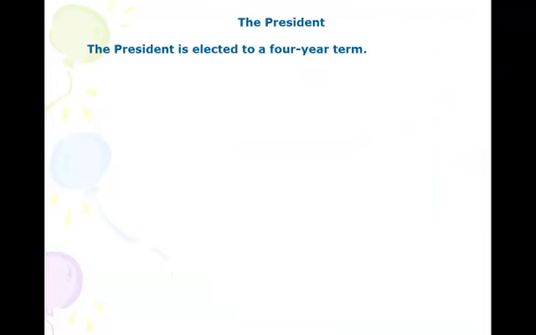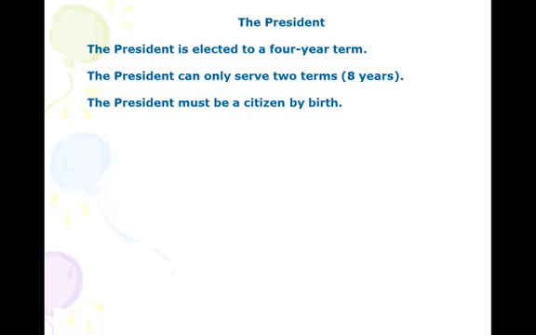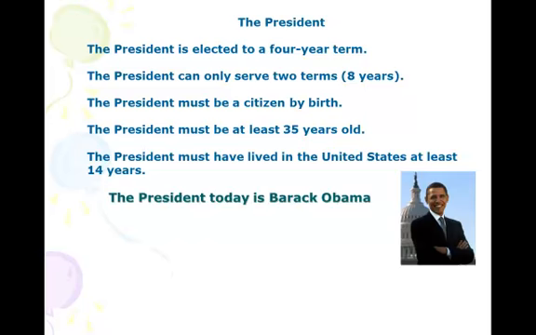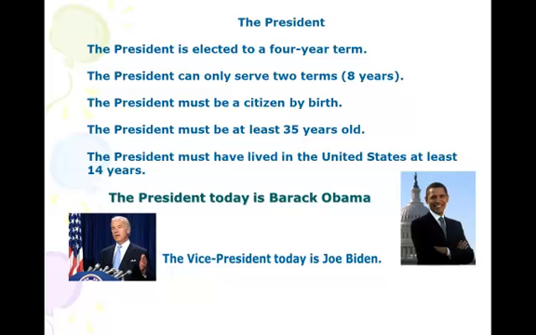The President is elected to a 4-year term. He can only serve 2 terms, or a total of 8 years. The President must be a citizen by birth. He cannot be a naturalized citizen. He must have been born an American citizen. He must be at least 35 years old, and have lived in the United States at least 14 years. And today our current president is Barack Obama. The vice president is Joe Biden.